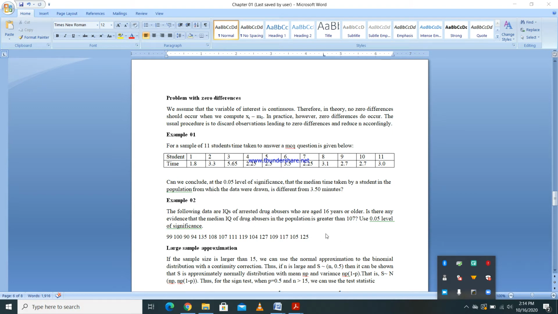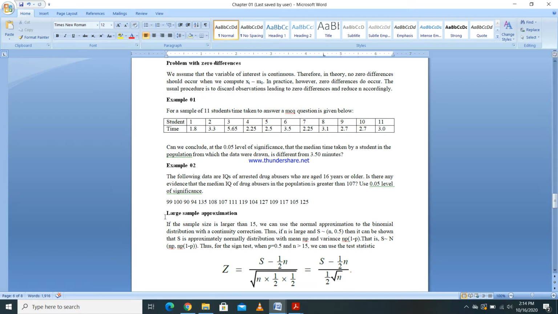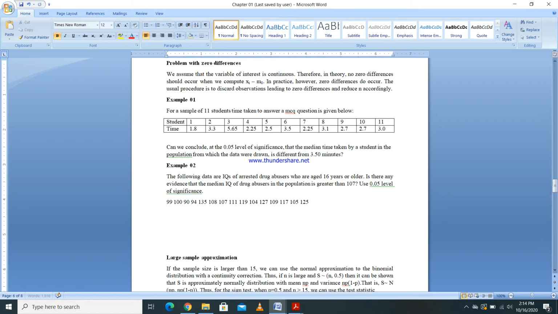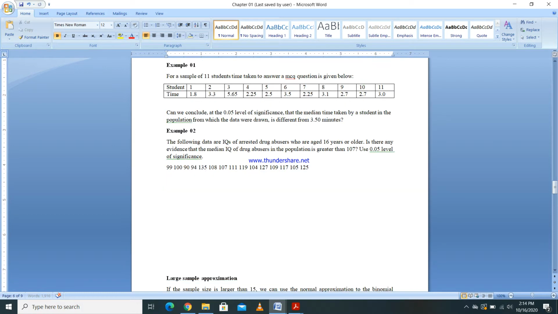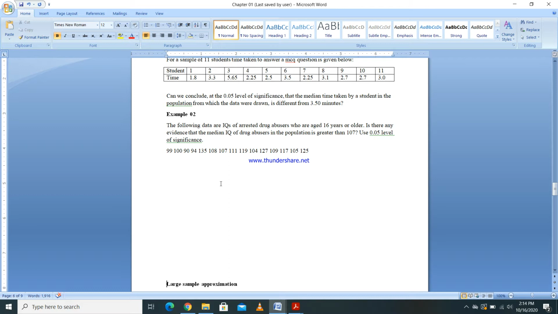Did you give a try? Were you able to calculate, or were you able to find the answer for example number 2? Okay, let's have a look. It says the following data are IQs of arrested drug abusers who are aged 16 years old. They're asking, is there any evidence that the median IQ of drug abusers in the population is greater than 107? You have to use the significance level as 0.05 and you are given the data set, right?